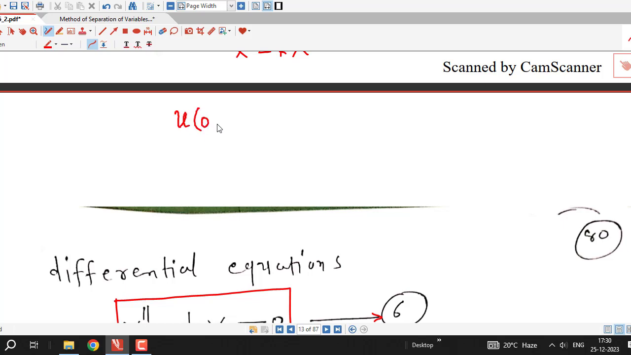Boundary conditions are u(0,t) equal to 0 and u(L,t) equal to 0. That is, when x equal to 0, u is 0. When x equal to L, u is 0. Now, by assumption, what is u? U is nothing but X into T.